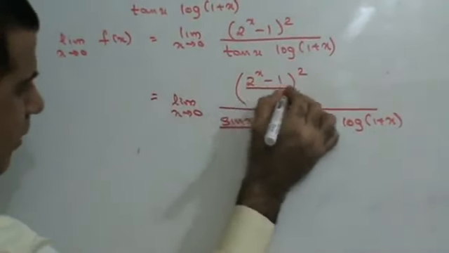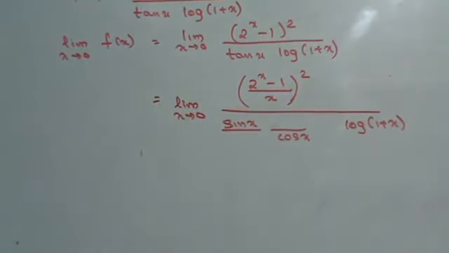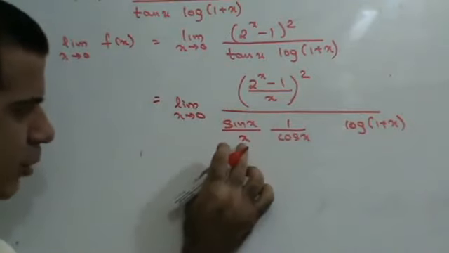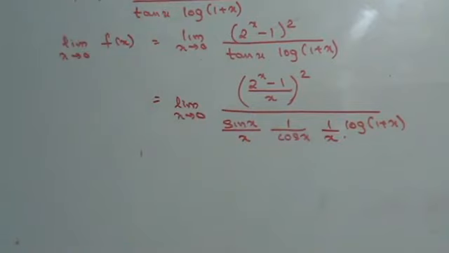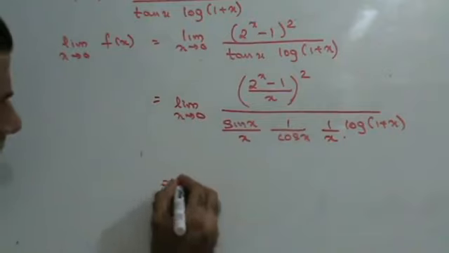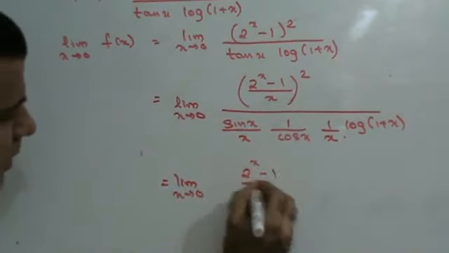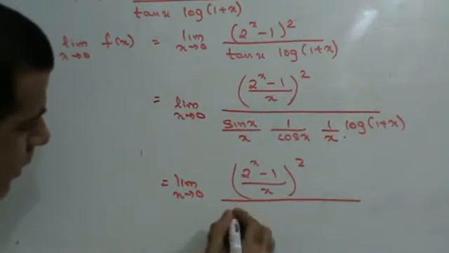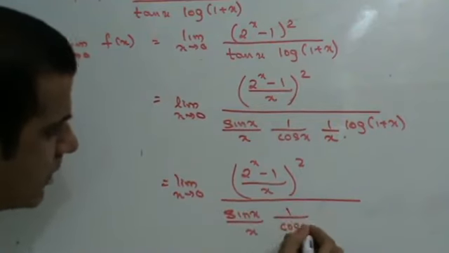Divide the numerator by x. Since you are taking the square common, that means you have divided the numerator by x square. Divide the denominator by x square. 1x you will write here, 1x you will write here. Divide the numerator and denominator by x square. Limit of x tends to 0, this is 2 raised to x minus 1 upon x the whole square upon sin x upon x, 1 upon cos x.